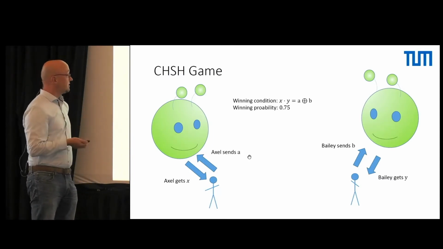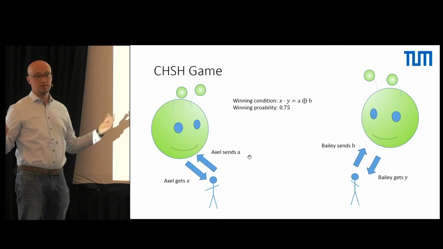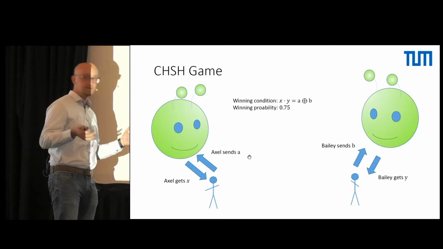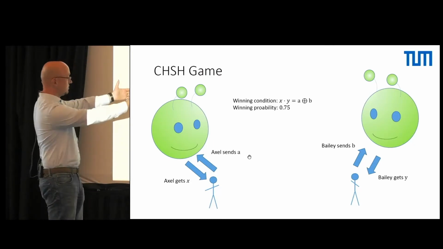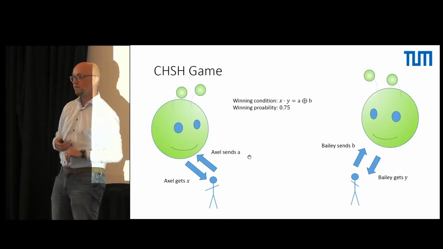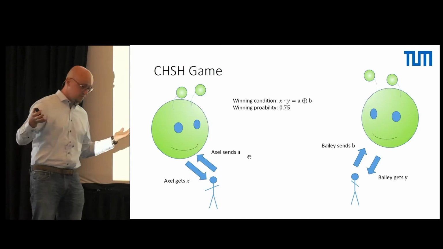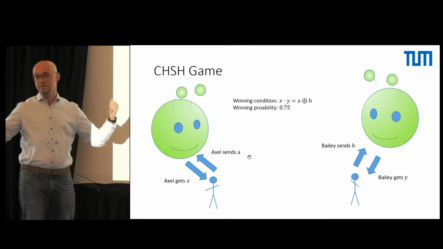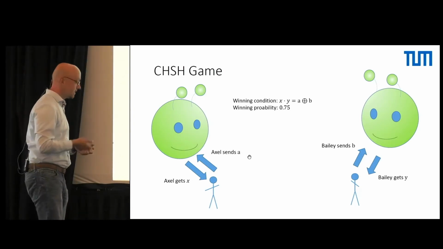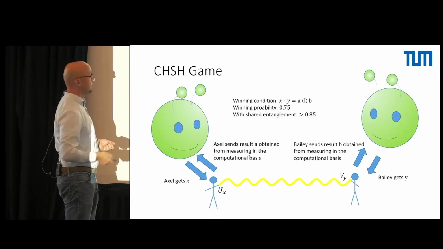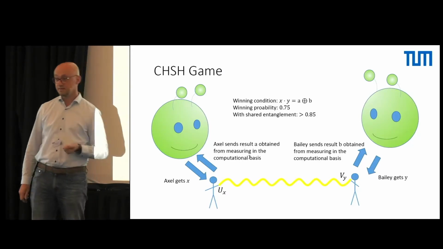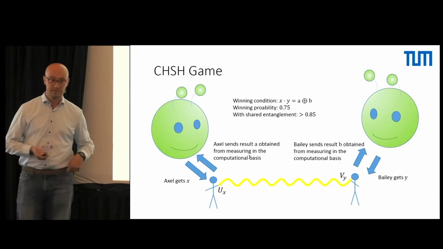This game is interesting if you put it into, let's say, a context of interstellar game, where these two humans are very far apart and they cannot communicate to each other, because then it allows you to speculate what the use of entanglement for networks could be. Because if you give them a shared entangled state, then they can increase their winning probability.